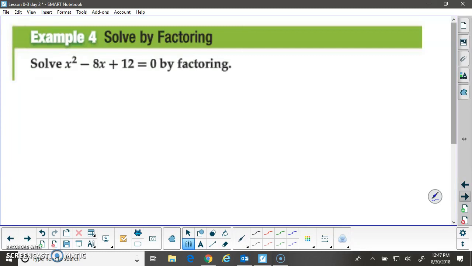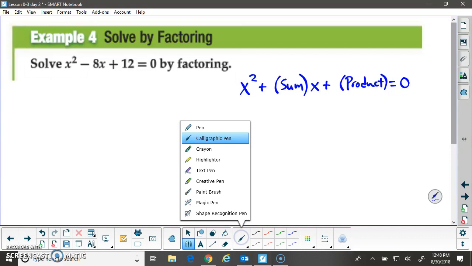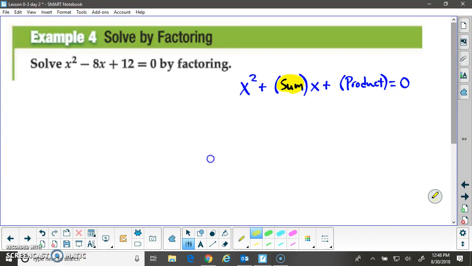Next thing I want to do is talk about factoring. Well, with factoring, we have quadratic functions, and what you need to do is be thinking about the sum and the product. There's your sum. There's your product. So when it's set up in descending order, you can think of it as an a, b, and a c value. The b value represents the sum of your two factors, and the c value represents the product of your two factors.